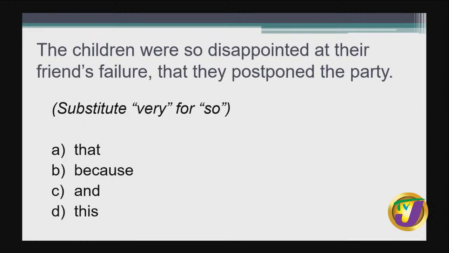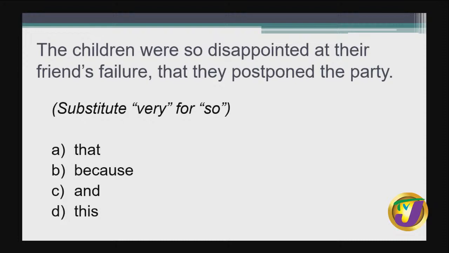So it says you're to substitute very for the word so. So where is very in the sentence now? Sorry, where is so in the sentence? The children were so disappointed at their friend's failure that they postponed the party. So if you're going to kick out so and put in very, you're going to have to say the children were very disappointed at their friend's failure. So what next? How are you going to adjust that last part that says that they postponed the party?